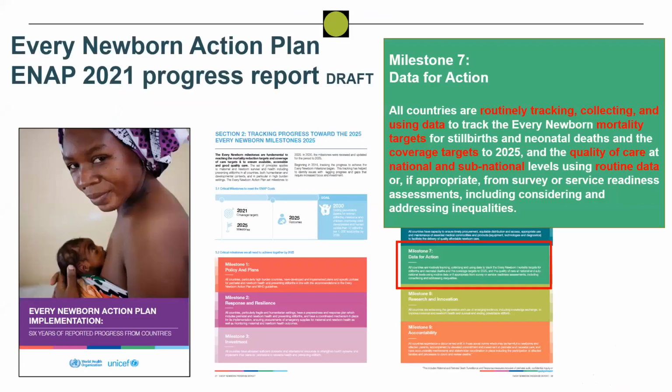The aim of the Every Newborn Action Plan is to end preventable stillbirths and newborn deaths. Milestone 7 is data for action, to strengthen country use of routine data for coverage and quality of care to reach the ambitious newborn mortality target in the Sustainable Development Goals. Only 8 years remain.